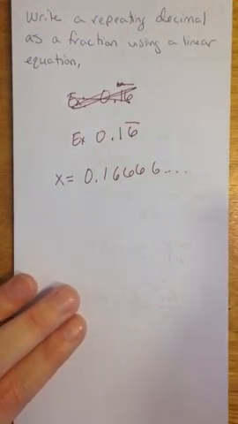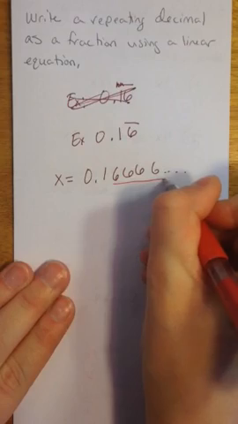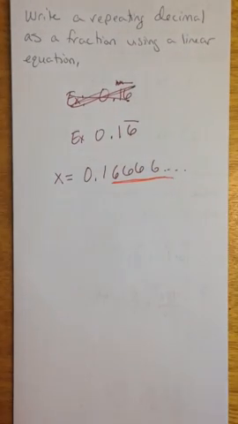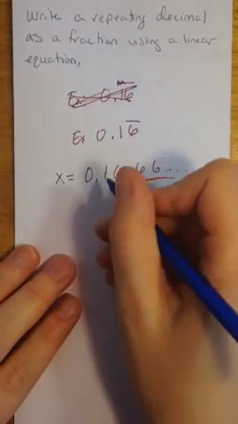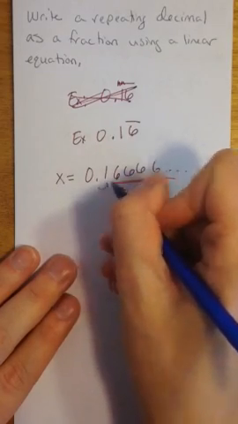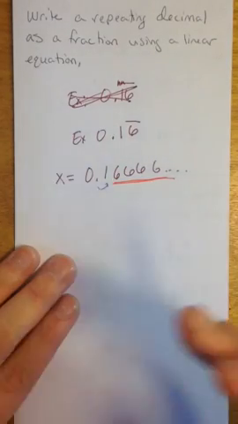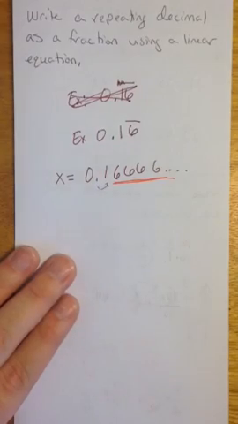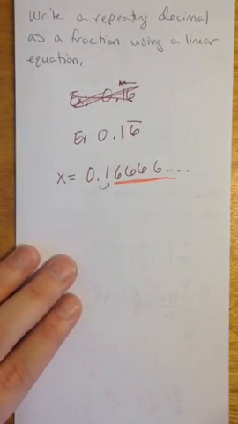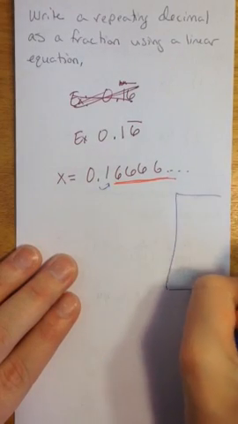Now if I look, the repeating part is right here, right? So I want to make my new number with the decimal right in front of the repeating part. So if I look at this, I would just move it over 1. That means if I'm moving it over 1, I'd multiply by 10. If I moved it over 2, I'd be multiplying by 100. If I moved it over 3, I'd multiply by 1,000. So that might be something you want to do.